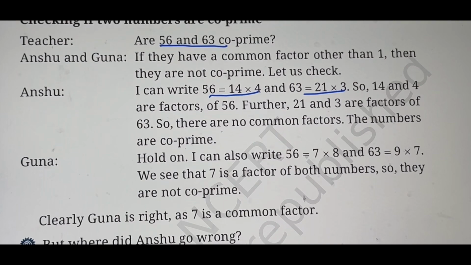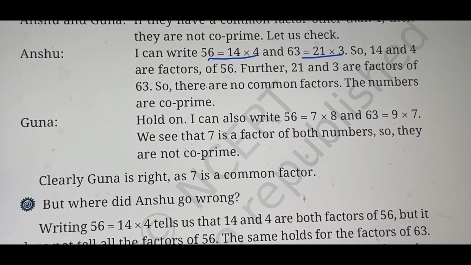Now let us see what Guna says. She says, hold on. I can write 56 as 7 into 8 and 63 as 9 into 7. Now 7 is a common factor of both the numbers. So they are not co-primes, right? Now clearly we can understand that Guna is right here because 7 is a common factor.